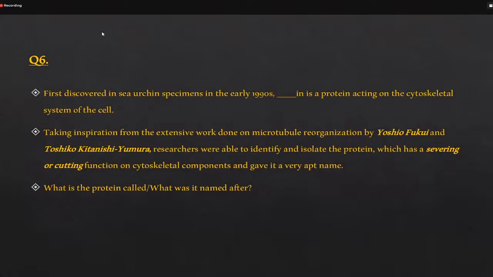Blocking hints work. I mean, let's not do that here. I'll try not to give away hints, but people are asking for hints. I will give hints. That's okay.